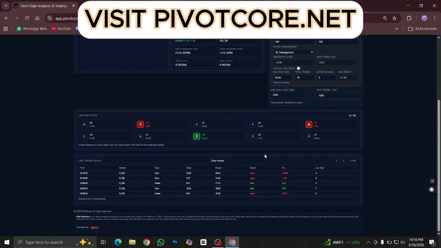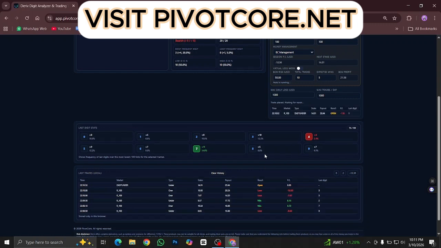We are halfway through our 10 trades. You can see the balance updating in real time. This level of transparency is why so many Deriv traders are switching to automated tools.